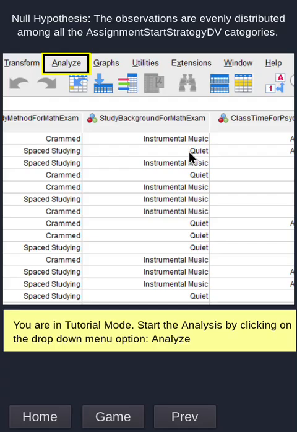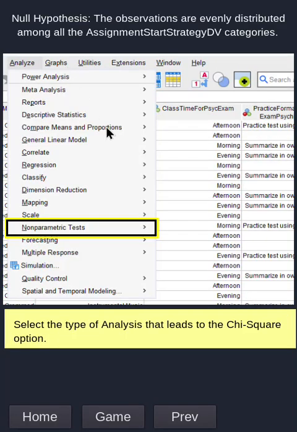So we'll take a look at how we would analyze data using the chi-square goodness of fit when we're working with one variable. And let's say that our assumption is that there should be an equal number of observations of all the different categories. Okay, to get started, we'll click on the Analyze drop-down menu. Then we're going to choose non-parametric tests.